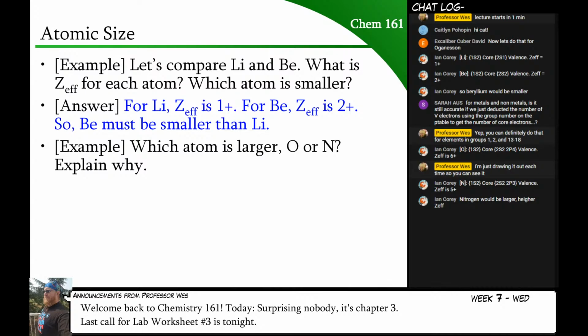All right, so let's calculate Z effective for each of these. So for oxygen here, and I'm just going to write out its electron configuration to start here. Z effective is, well, it's element number 8 minus the number of shielding electrons, that's these two, and there's its Z effective.